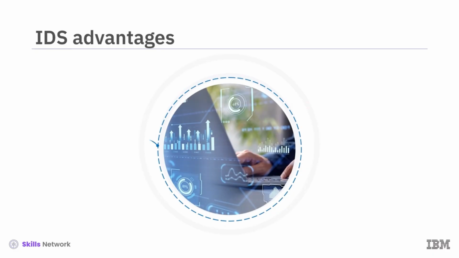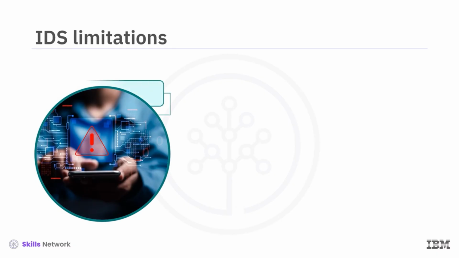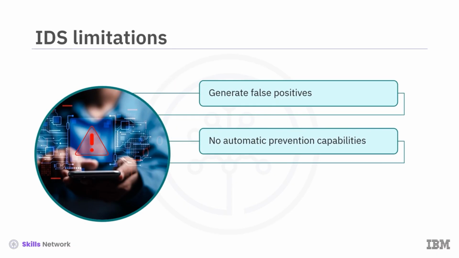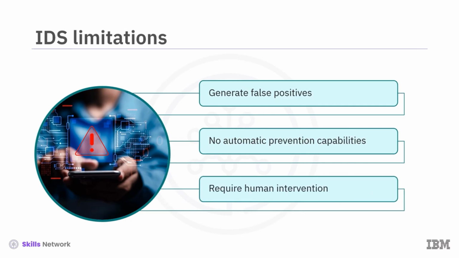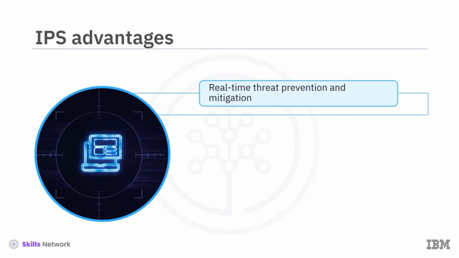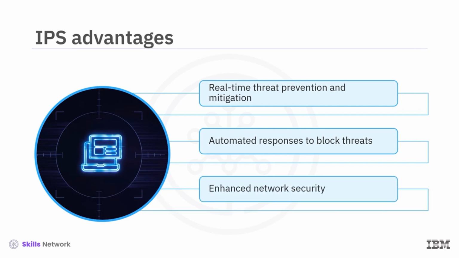Intrusion detection systems offer detailed analysis and alerts for potential threats for forensic analysis and compliance reporting with minimal impact on network performance. However, these systems can generate many false positives, do not have automatic prevention capabilities, and require significant human intervention. Intrusion prevention systems offer real-time threat prevention and mitigation, automated responses that reduce workload for security personnel, and enhance network security by immediately blocking known threats.